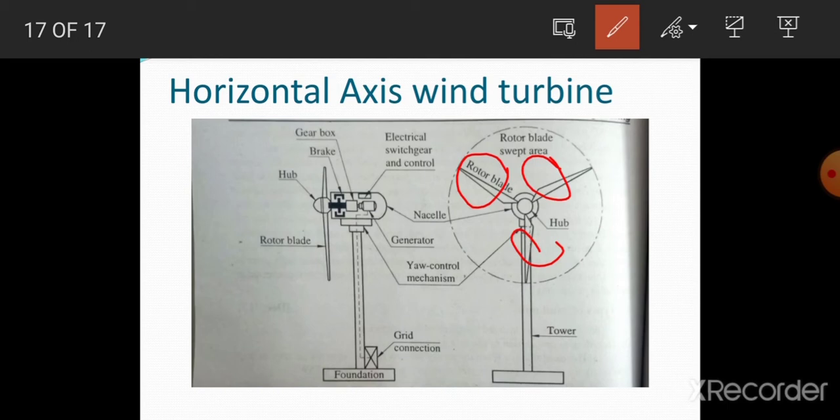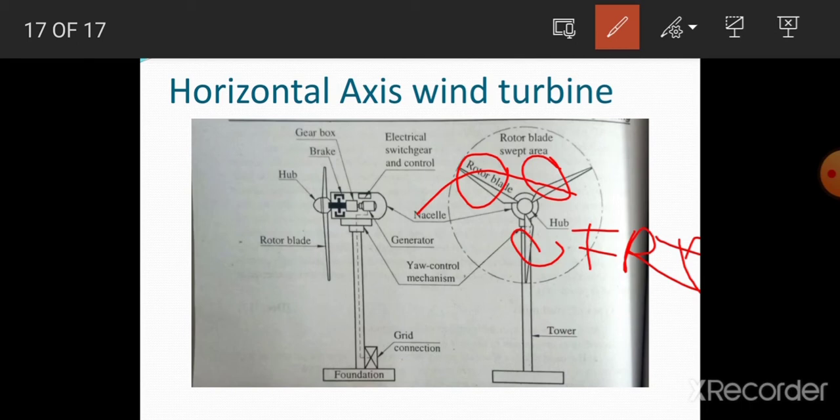So the blades are made of glass fiber reinforced plastic. That is called FRP, fiber reinforced plastic. They have an aerofoil type of cross section to create lift as the air flows over them.